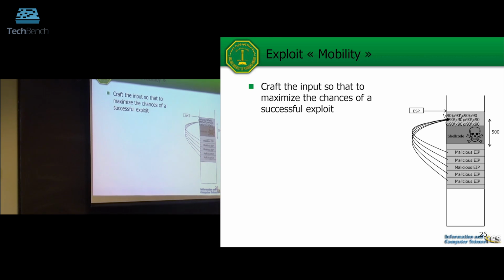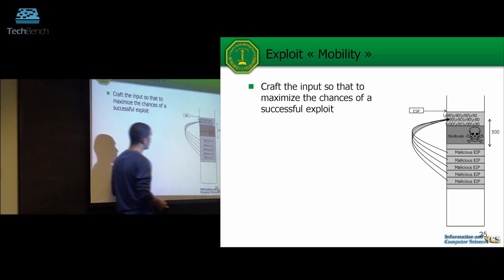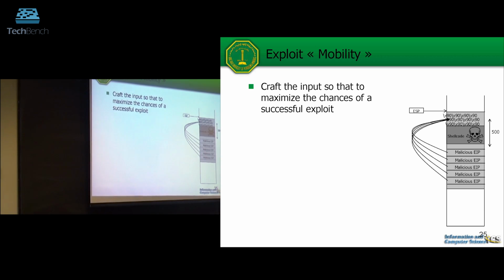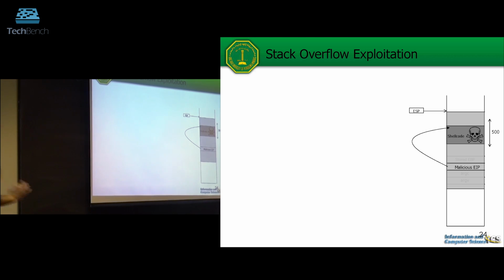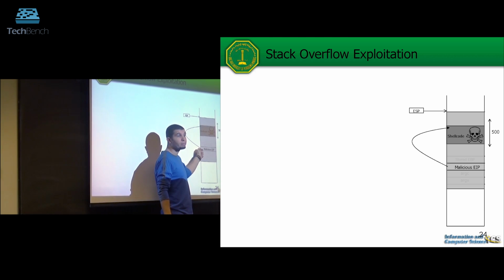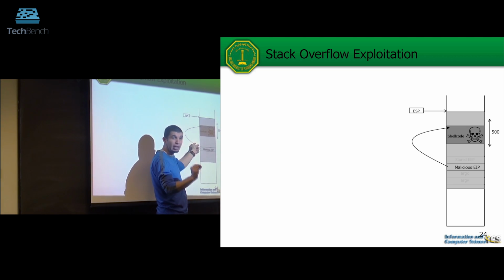Now, code mobility. This is an interesting part here. So in the simple scenario, you need to guess exactly two things. You need to guess exactly where the EIP should be overwritten. This offset here, you need to guess it exactly. And you need to guess also the location of the shellcode. But it's easy because you are done.